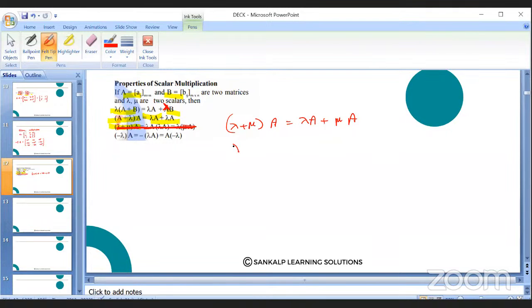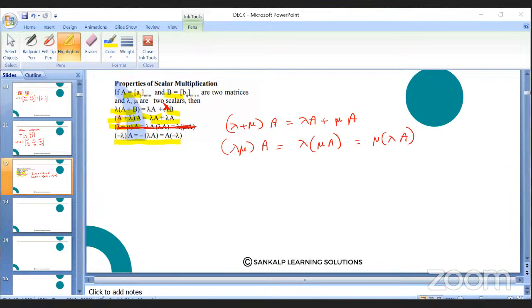Then lambda into mu into A will be lambda into mu A, or it will be equal to mu into lambda A. In any one of the ways we can. Minus lambda into A is minus of lambda A, which is A into minus lambda. Any one of the ways. All the three ways are one and the same.